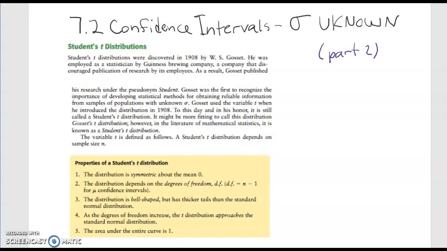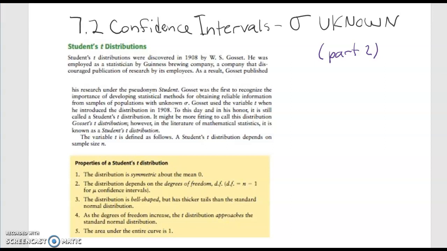In this video, we're going to talk about section 7.2 confidence intervals where sigma is unknown. This is part 2 of our video series for section 7.2, and it picks up on page 4 of your guided notes. Pause the video and make sure you have your guided notes so you can get started with us.